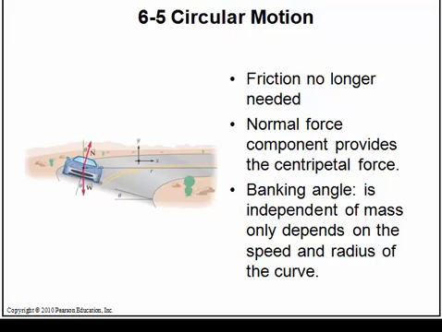The banking angle only depends on the speed and the radius of the curve. It is completely independent of the mass of the car. So a Prius or an 18-wheeler can safely travel at the recommended speed around the curve.